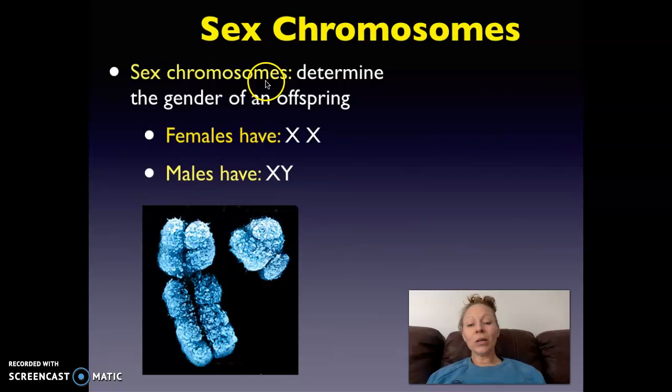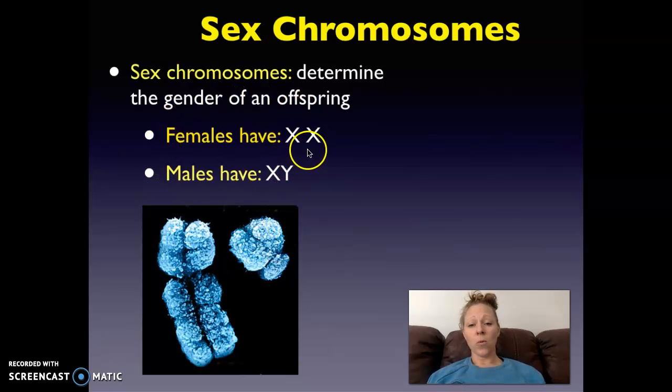It is these sex chromosomes that determine the gender of an offspring. So females have an X and an X, and males have an X and a Y. So here's the X chromosome. You can see that the Y chromosome is quite a bit smaller. It's almost just a quarter of it, or a third. And so this is going to have an effect.